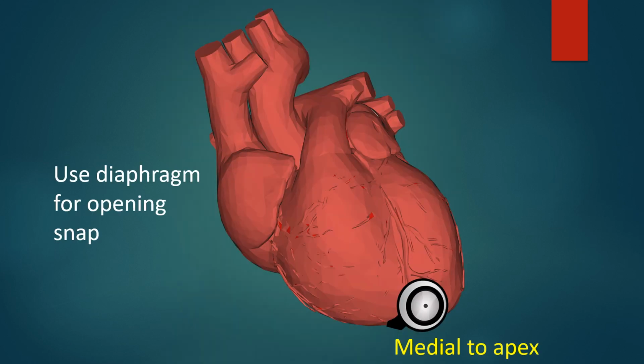Opening snap is typically heard in mitral stenosis, though it may be there in tricuspid stenosis. It is seldom appreciated in tricuspid stenosis. Opening snap is a sharp, high-pitched sound heard better with the diaphragm of the stethoscope. It is heard best slightly medial to the apex rather than at the apex, where the murmur is usually loud and masks the opening snap sometimes.